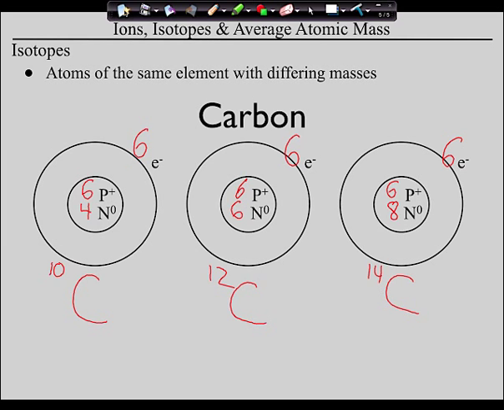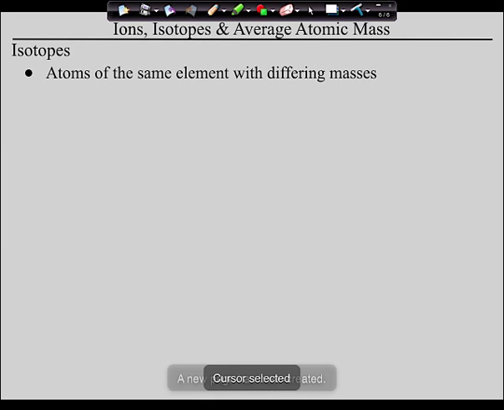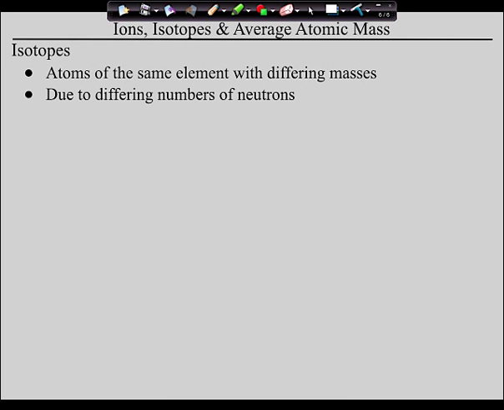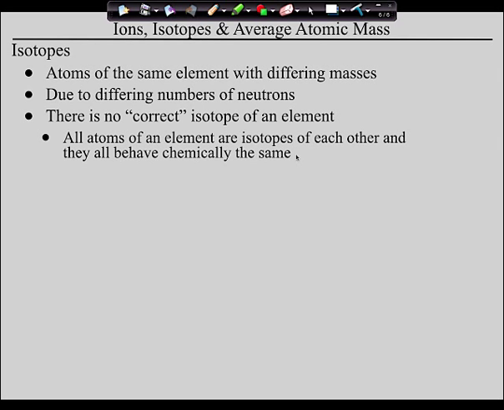Okay, so guys, let's summarize all of that. You ready? Here it goes into your notes. So here's what we know. Isotopes are atoms of the same element with differing mass. How does that happen? Different numbers of neutrons. But guys, you got to be comfortable with this. There is no correct isotope of an element. It's not like carbon is really 12 and the other ones are mutants. Guys, there is no correct isotope. They are all isotopes of each other. So guys, all atoms of an element are isotopes of each other, and they all behave chemically the same.